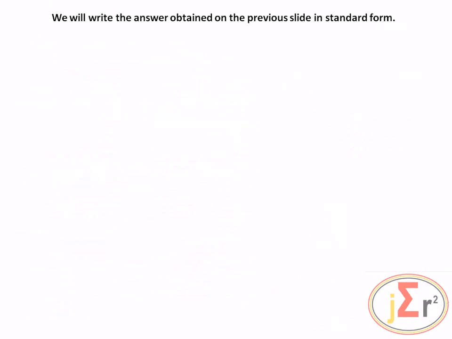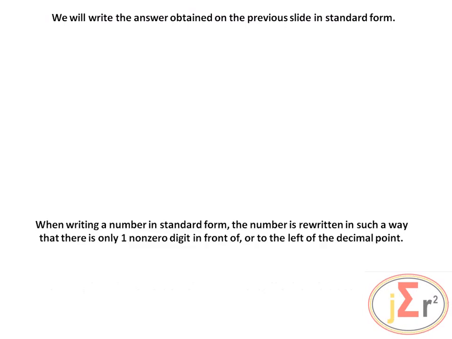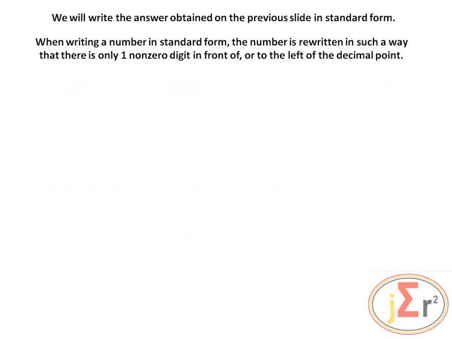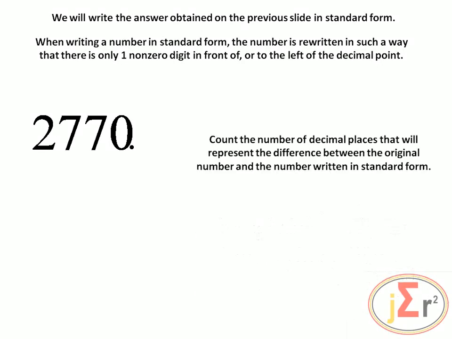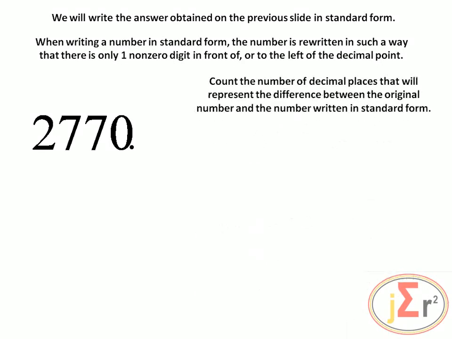We will write the answer obtained on the previous slide in standard form. When writing a number in standard form, the number is written in such a way that there is only one non-zero digit in front of, or to the left of, the decimal point. And that is our number. We need to have a result showing the decimal point right here.